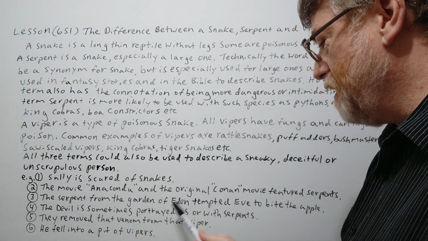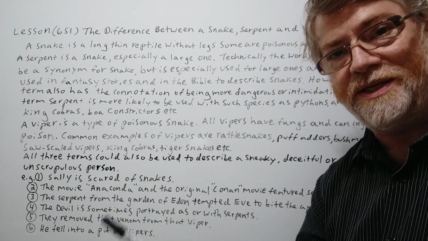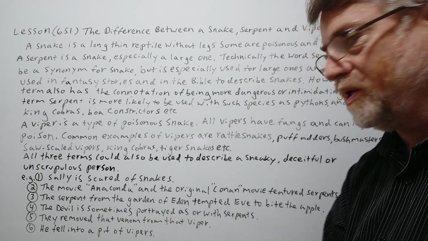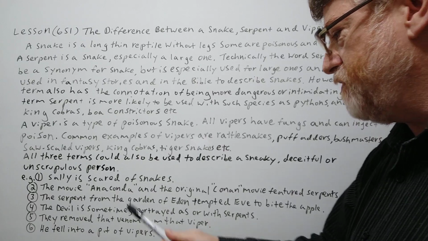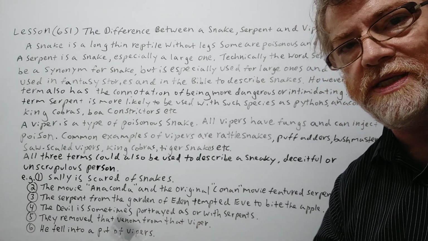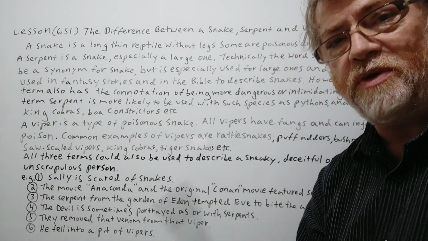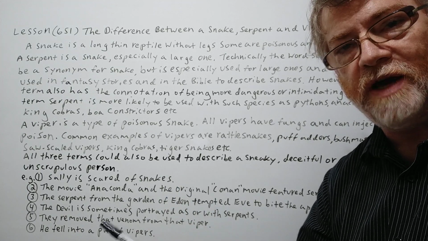The devil is sometimes portrayed as or with serpents. So this is another sort of biblical use. Number 5, they removed the venom from that viper. So, of course, they're all poisonous. They all have venom in them. And you can say he fell into a pit of vipers. Yeah, sometimes we say a pit of snakes, a pit of vipers.